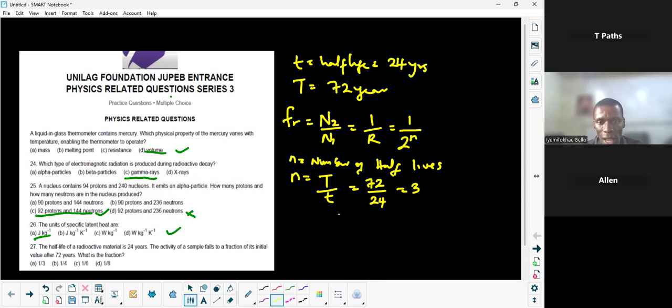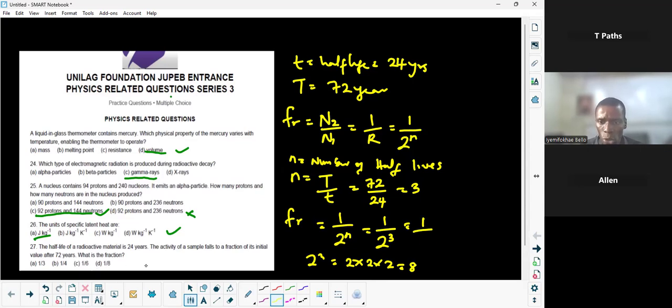So it means that our fraction is 1 over 2 to the n, which is going to give me 1 over 2 raised to the power of 3. And what is 2 raised to the power of 3? It means 2 times 2 times 2, which is 8. So 1 over 2 raised to the power of 3 is 1 over 8. So the correct answer there is D. Option D is the correct answer.